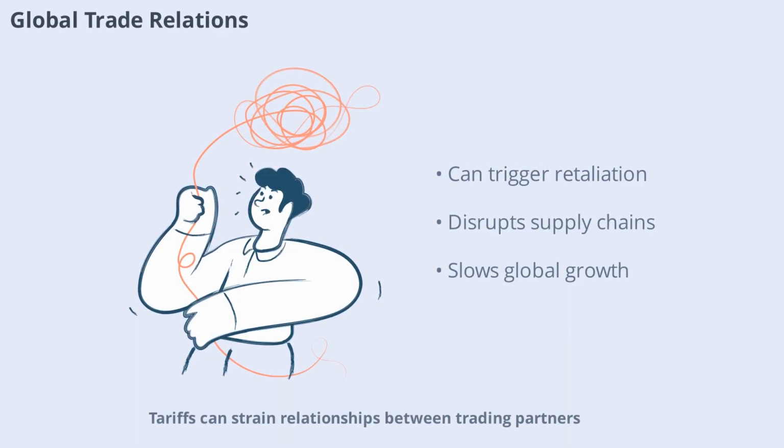Tariffs can strain relationships between trading partners. Countries affected by tariffs may retaliate with their own measures, leading to a cycle of increasing trade barriers. This can disrupt global supply chains, reduce international cooperation, and slow economic growth worldwide.